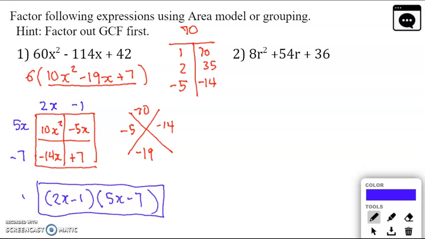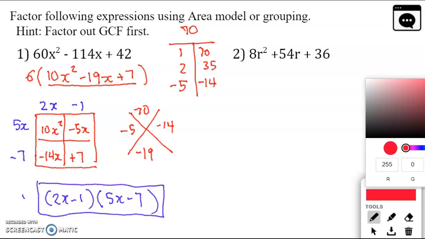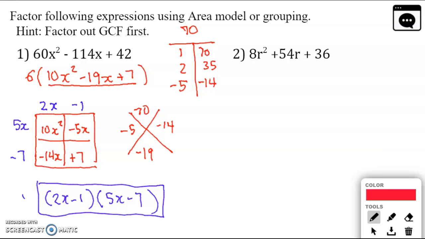Second problem, I am going to use the grouping method. Okay, so again, I need to go through the diamond, don't I? Okay, so this time, well, no, actually, before I do that, I need to look for GCF. 8, 54, and 36. What is the greatest common factor? Okay, let's stop. They're all even. So let's start by taking out the 2.